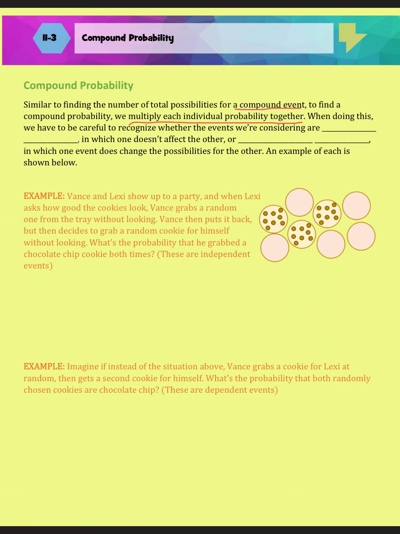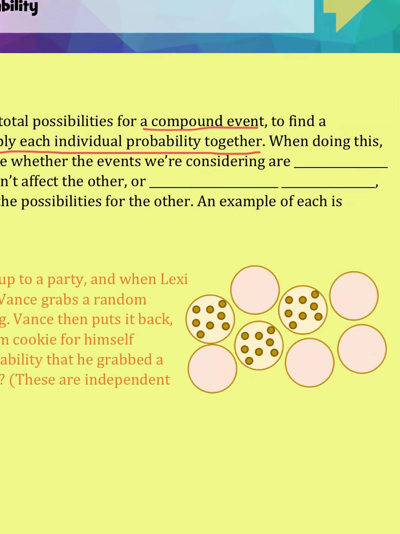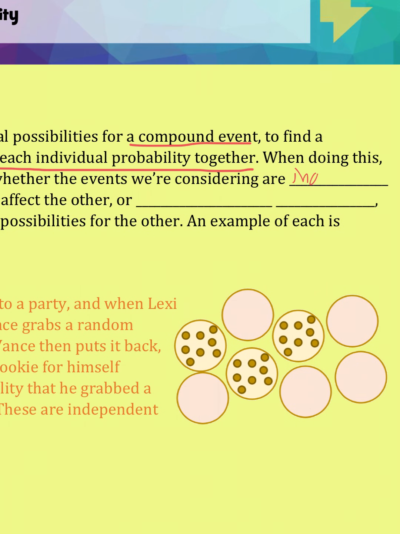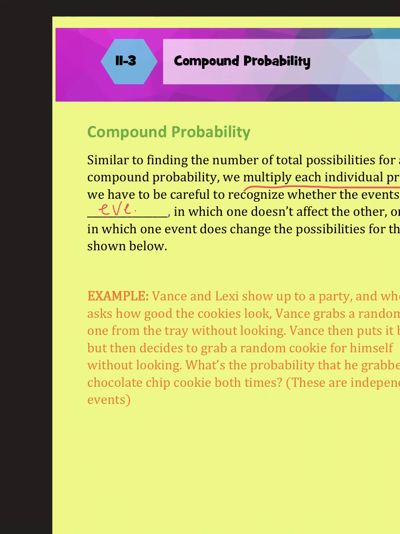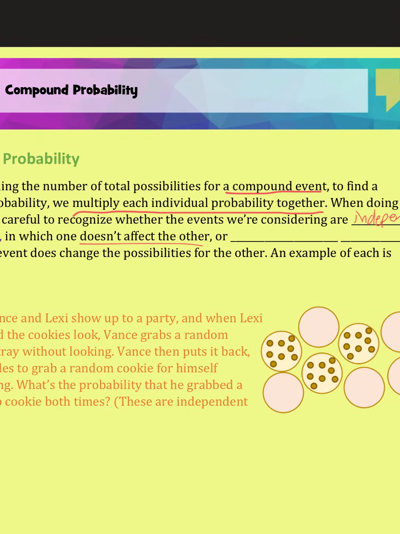In doing this, we have to be careful to recognize whether the events we're considering are independent events. We can't just straight up multiply. It is tempting. Independent events are events that don't affect each other. For example, flipping a coin and spinning a spinner. If I flip a coin, that doesn't impact at all what the spinner is going to do.